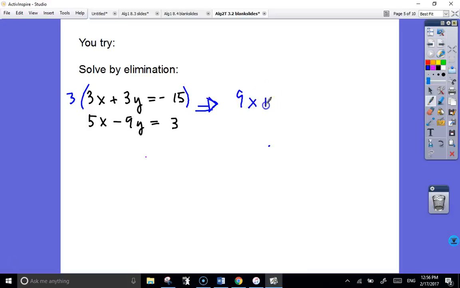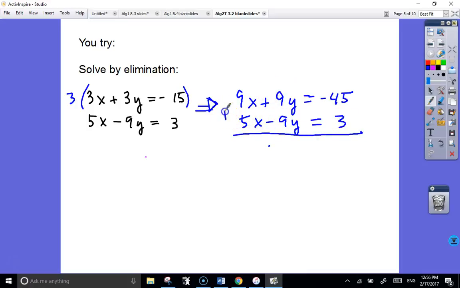9x plus 9y equals negative 45. And 5x minus 9y equals 3. Okay, because these are opposites, we're going to add. 9x plus 5x, 14x. The 9y's cancel, and we get negative 42. Divide by 14, x equals negative 3.